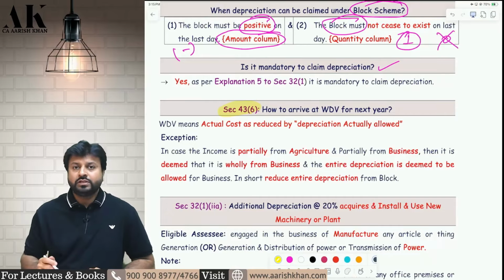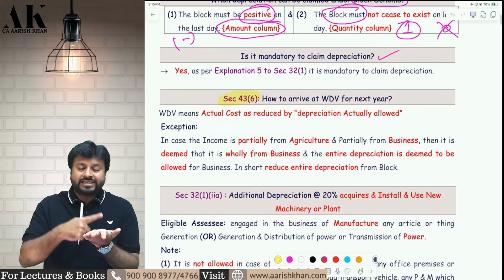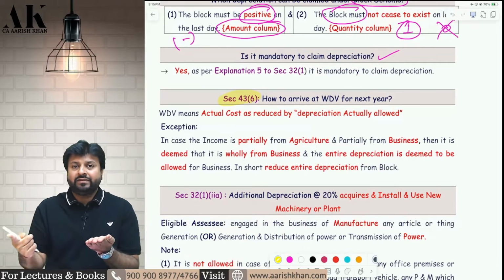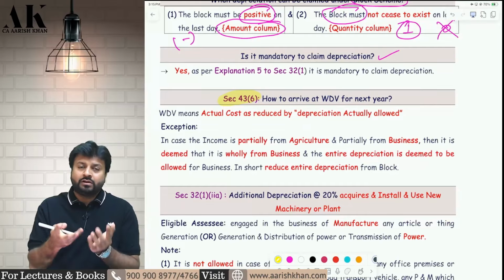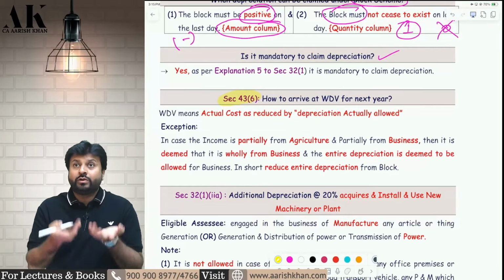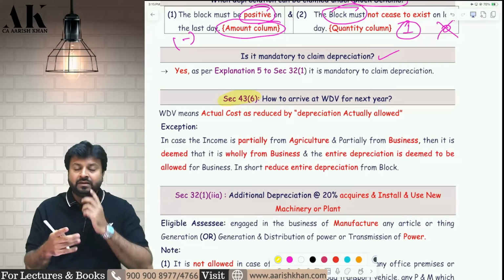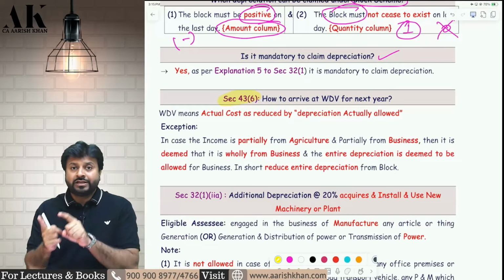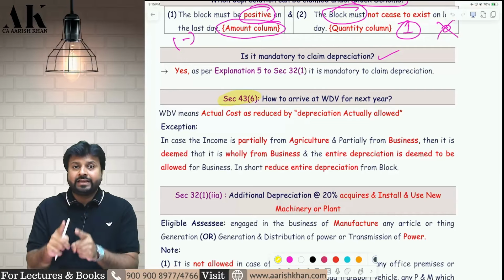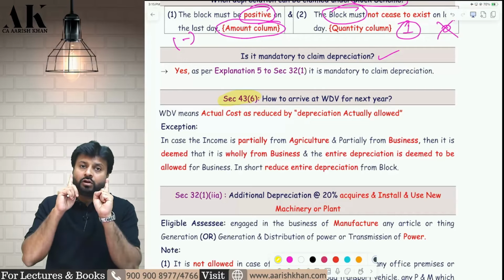There is one exception to this, where your activity is partially business and partially agriculture, like tea, coffee, rubber. You are growing tea and manufacturing tea. You are growing rubber and manufacturing rubber. You are growing coffee and manufacturing coffee. Then in that case, you are doing partially business, partially agriculture. But in that case also, you will compute depreciation in a normal way only.